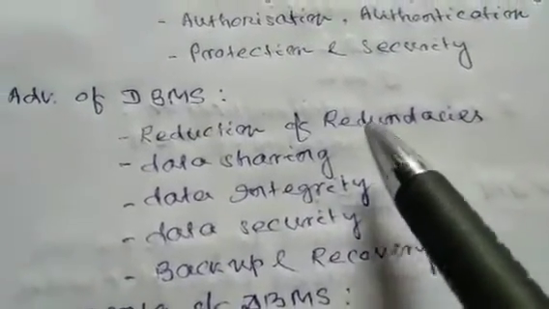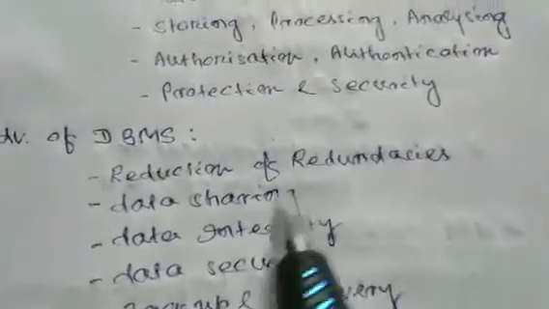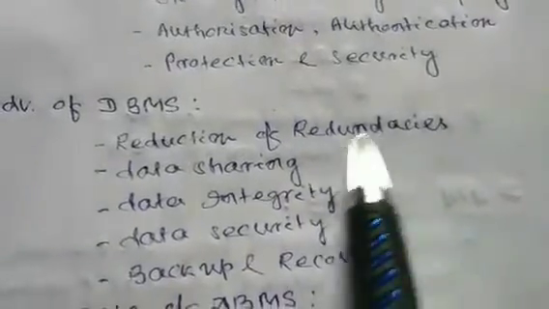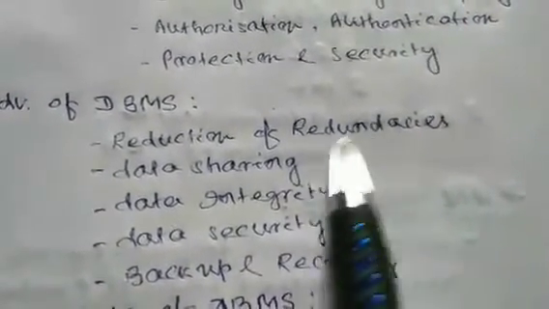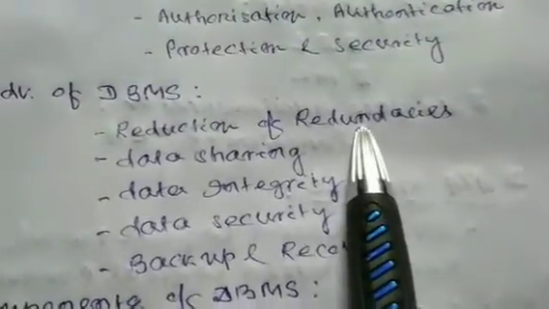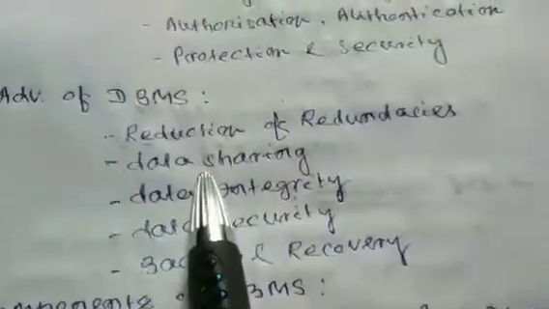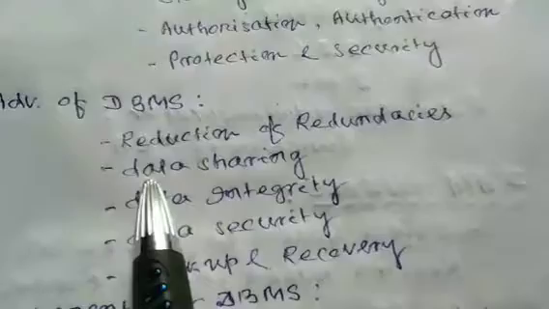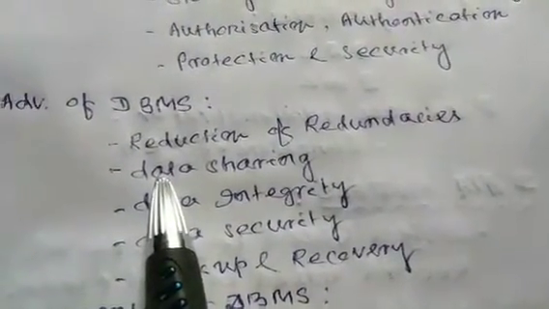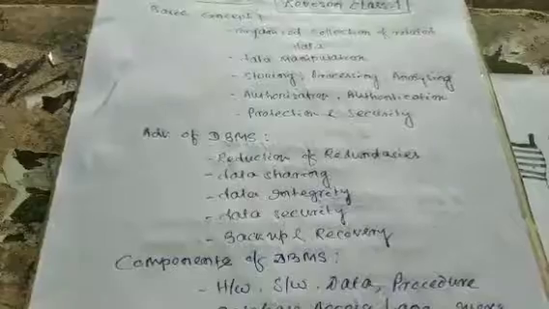In the advantages, first of all it reduces data redundancy. Redundancy means duplication. Duplicate data is not allowed to be stored in the database or modern record keeping system. Also data can be shared among a number of users. The database management system provides data to several users.